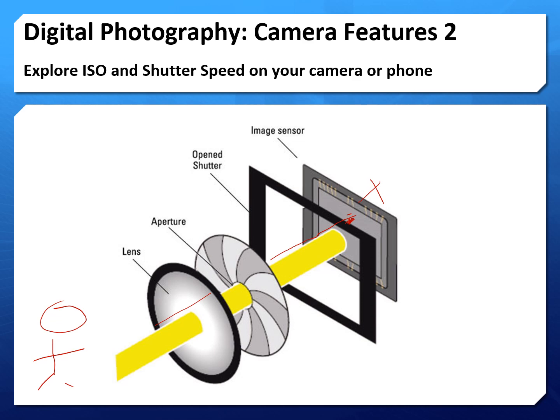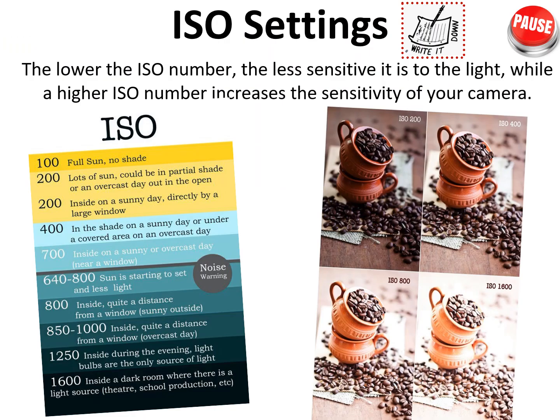Let me show you a bit more what I mean about that. So first off, ISO. Basically, what ISO measures is how sensitive your camera is to letting in light. The lower the ISO number, around about 100 there, the less sensitive it is to light, while the higher, up to 1600 and above, the more sensitive it is.